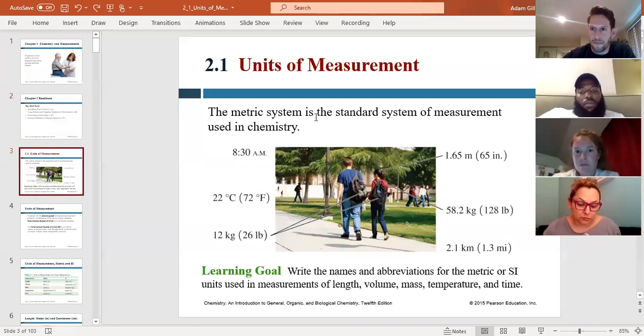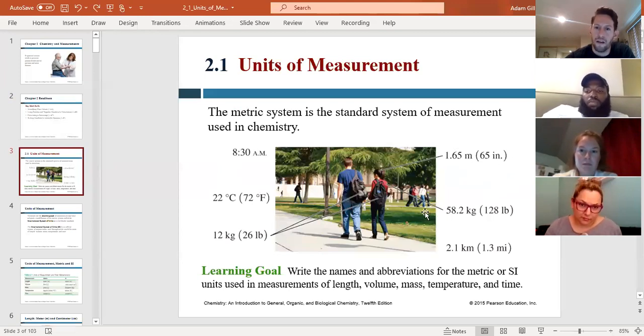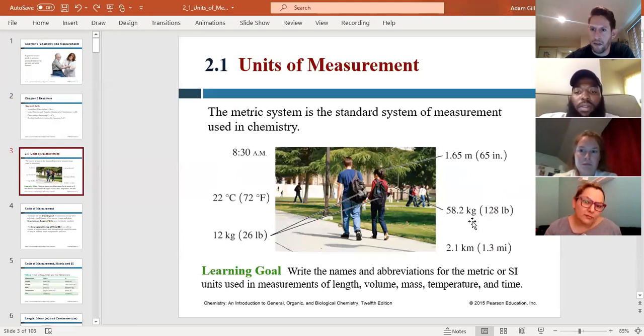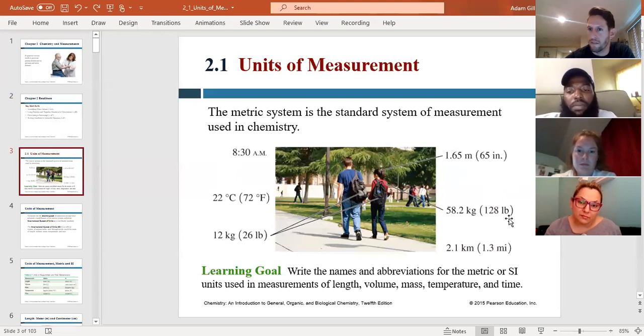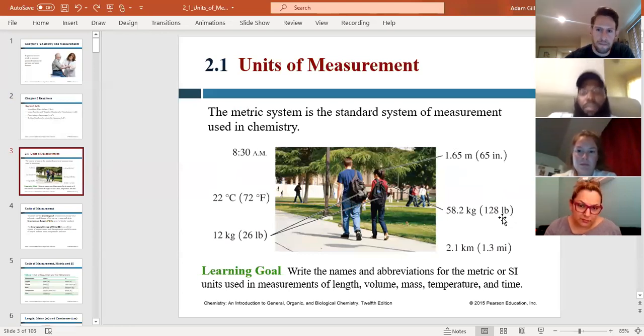So units of measurement, there's a unique unit for everything that you measure, right? Here's an example of a couple taking a walk, and what time of day is it? We measure time in seconds, minutes, hours, right? How tall are the people? We can measure height in meters, in feet, in inches. Those would be units of length, right? How much did each person weigh? You can measure their weight in kilograms or pounds. Those are different units for weight or mass.